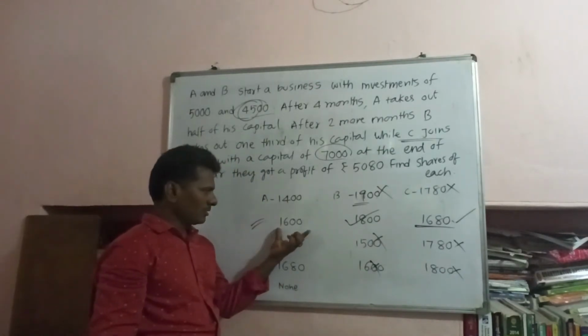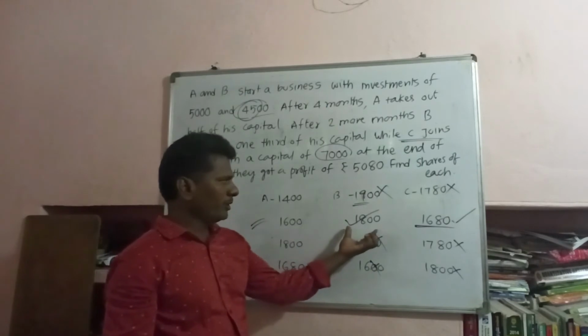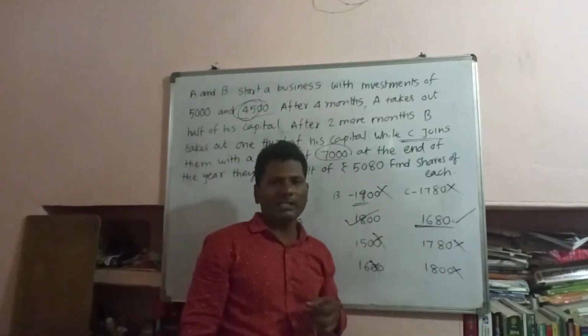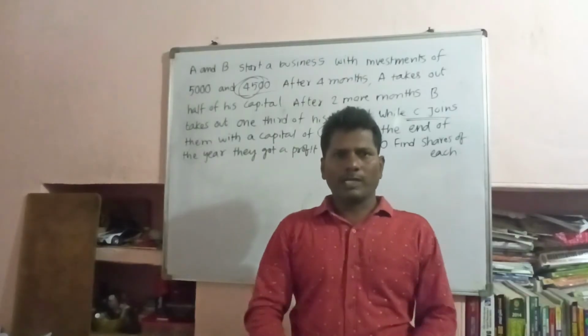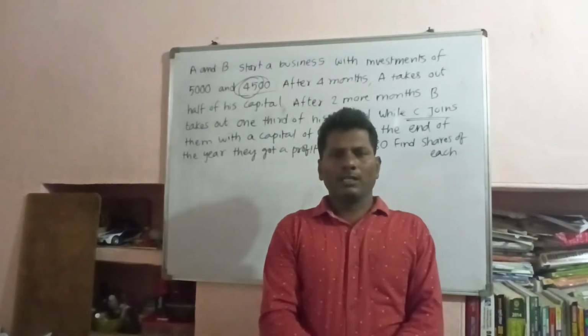A's share is 1600, B's share is 1800, C's share is 1680. Now let us solve this question in the ordinary method.